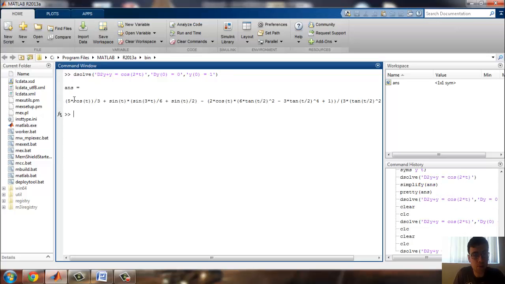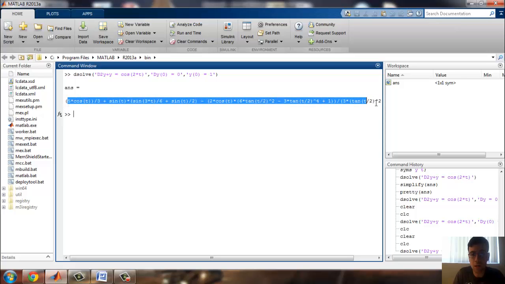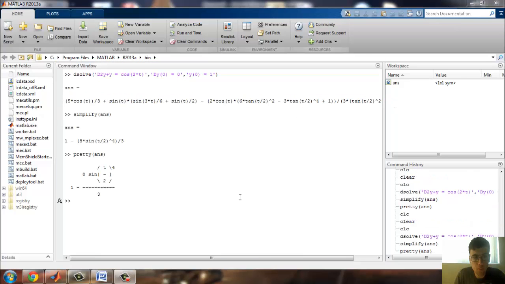And again, as you noticed before, we'll get a big complicated function like this. After I run simplify again, it'll give us a simplified version, and I'll run pretty again to give us the final pretty version and the answer to our differential equation. So that is how you use Matlab to solve simple differential equations using the dsolve function and the simplify and pretty functions. Thank you.